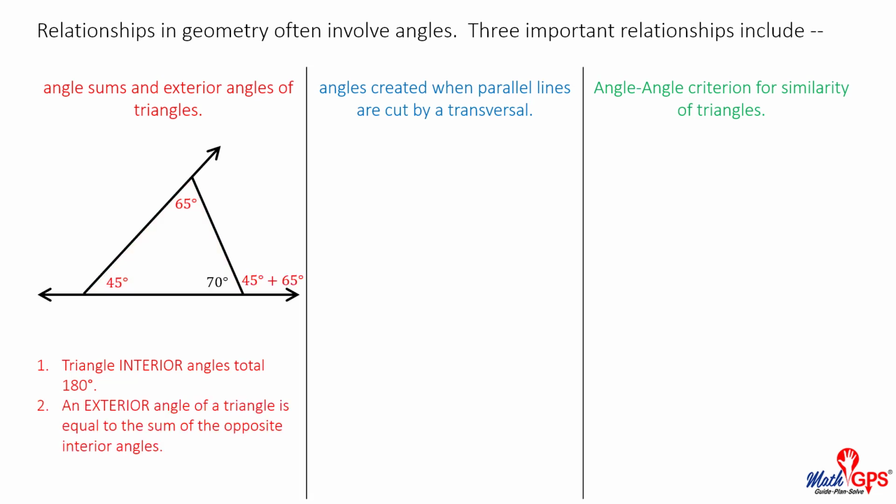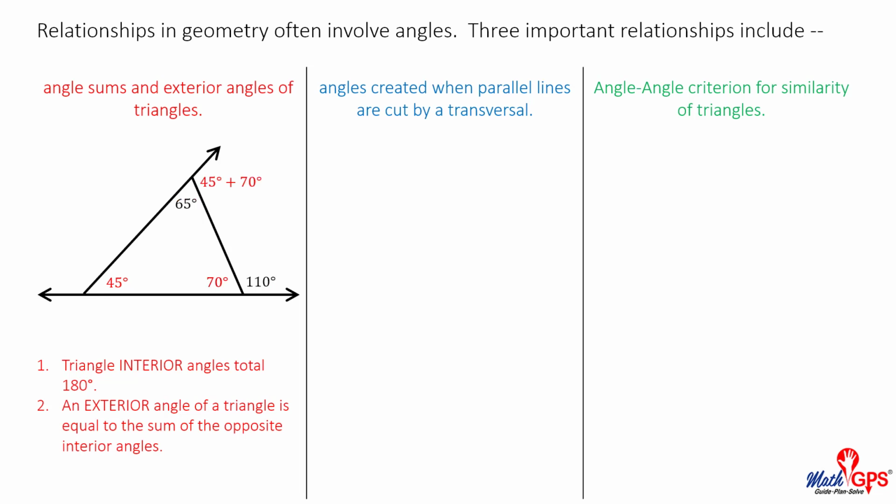Number 2, an exterior angle of a triangle is equal to the sum of the opposite interior angles. In the diagram, the exterior angle that is adjacent to the 70-degree interior angle is equal to the sum of the opposite triangle interior angles, 45 degrees plus 65 degrees. 45 degrees plus 65 degrees equals 110 degrees. Notice also that the adjacent angles, 70 degrees and 110 degrees, when added, equal 180 degrees because they form a line.